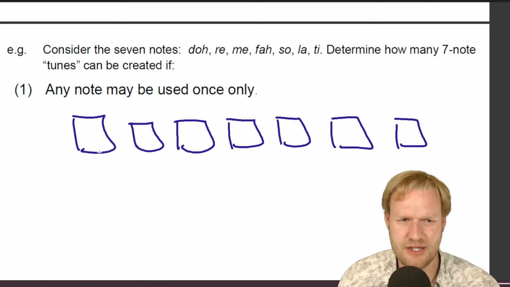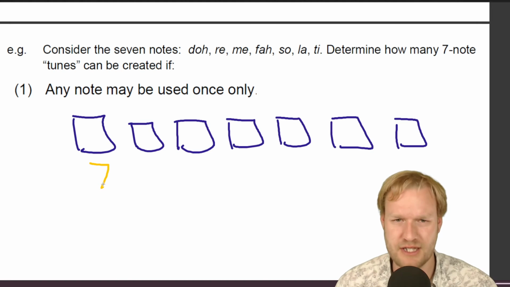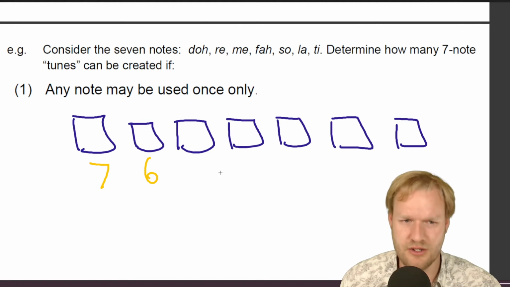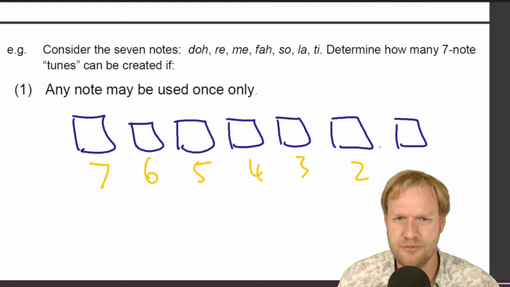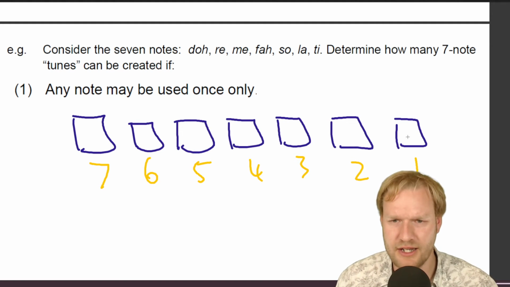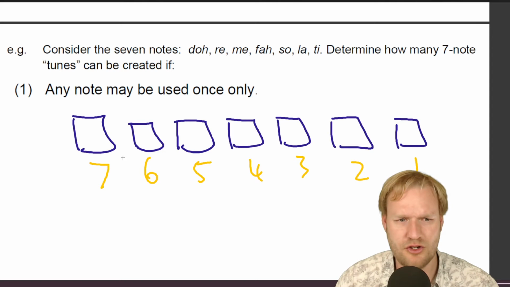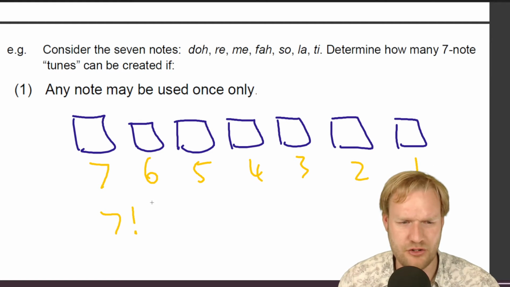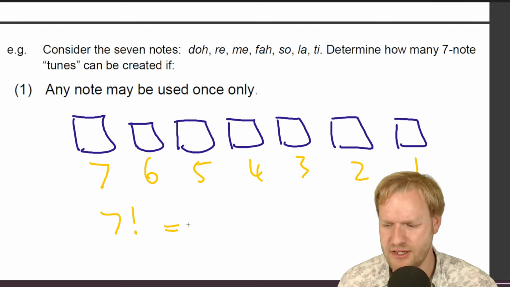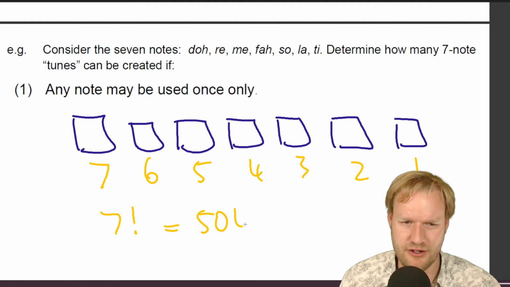So this just makes us think, well, in the first one, we could put any of the 7 in, right? In the second one, 6. In the third one, we have 5 options left: 4, 3, 2. Once we've filled the first 6 blocks, we've only got 1 thing left to place in the last one. So what's a short way of writing 7 times 6 times 5 times 4 times 3 times 2 times 1? Well, 7 factorial, right? So that gives us 7 factorial. I'm just going to give it to you: 5040.